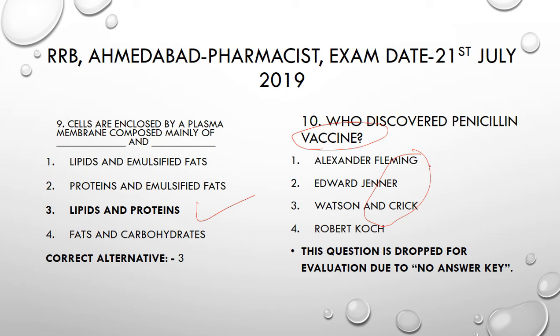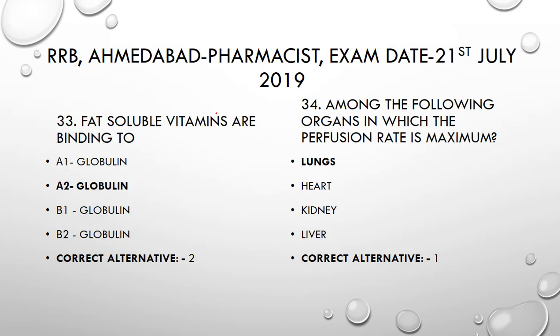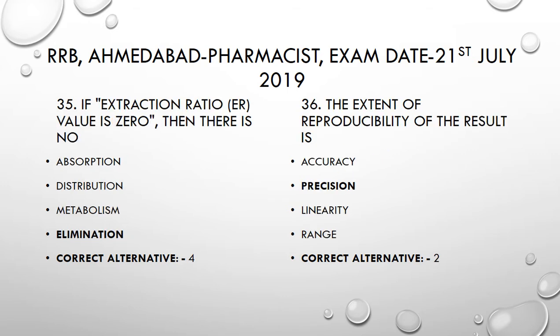Alexander Fleming discovered penicillin, not the vaccines. Flame ionization detector (FID) is the most common detector for gas chromatography, and for HPLC, UV and PDA. Identification test for protein is biuret. Fat soluble vitamins bind to alpha 2 globulin. Among the following organs, the perfusion rate is maximum in the lungs. If the extraction ratio ER value is 0, then there is no elimination.